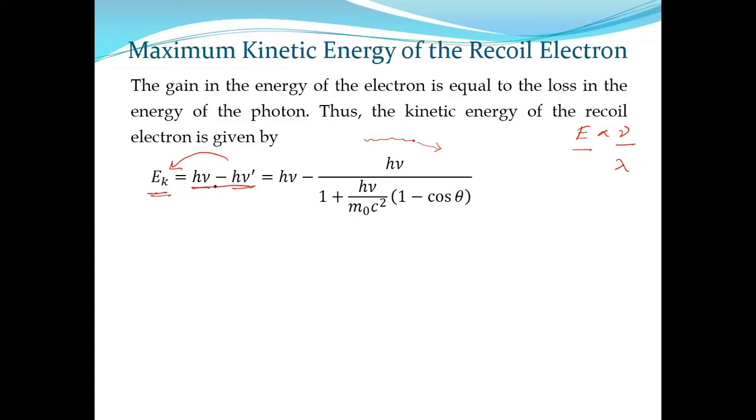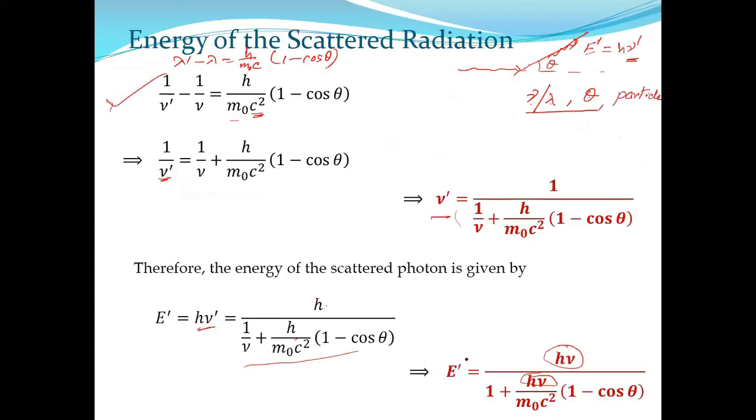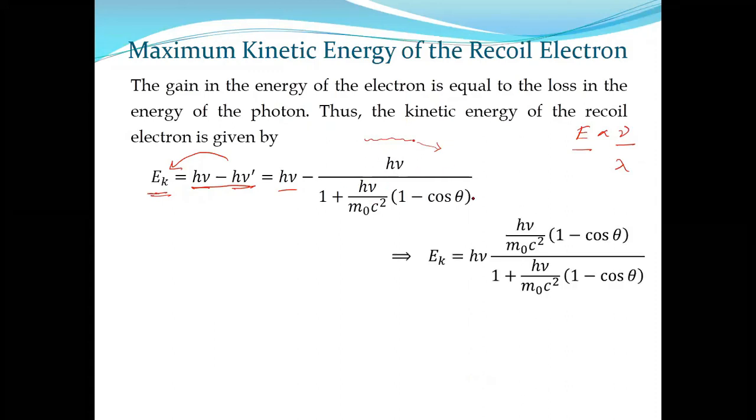So h nu minus h nu dash is the loss of energy of the photon. Here h nu dash is the energy of the scattered photon, which we have just estimated. If we put this value here, it will look like this. With some simple calculation, we get the kinetic energy as this. Again, no need to remember it. I'm just showing you. You must do it once if this type of question comes.